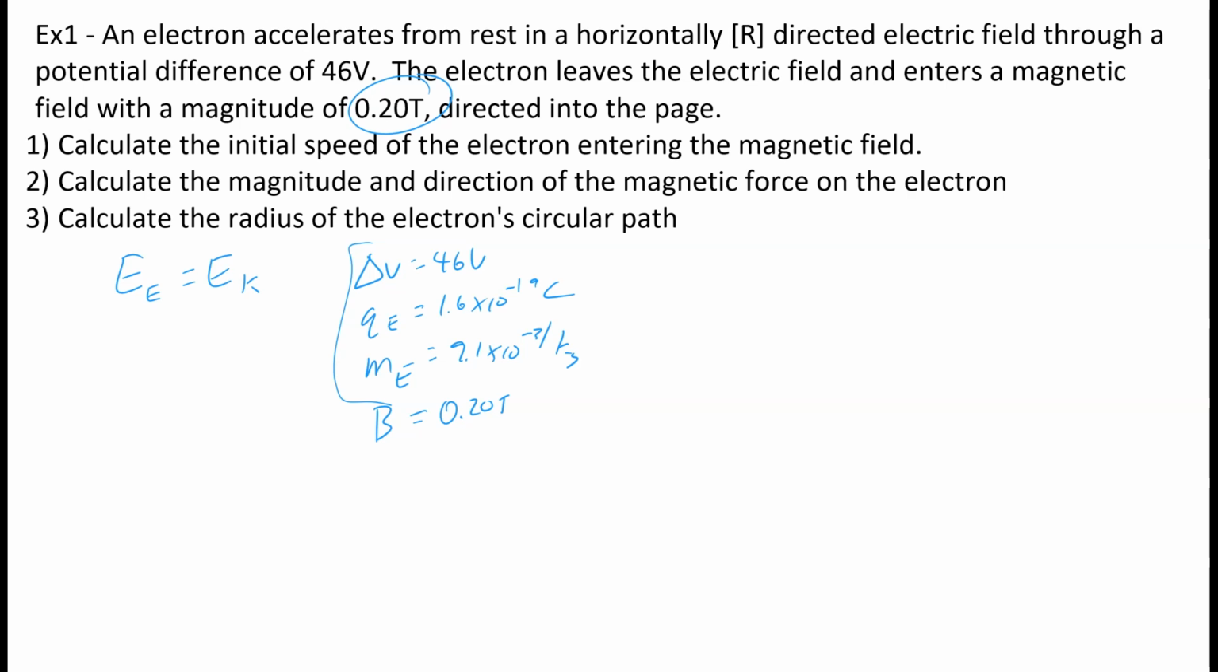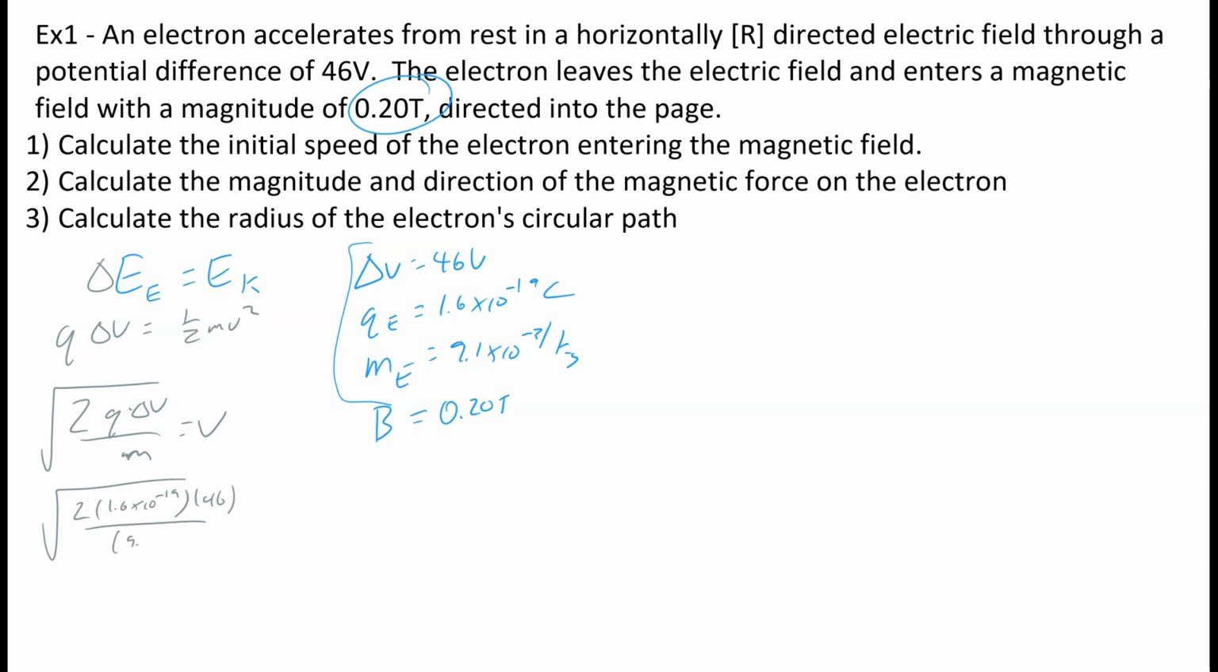So we look at our equation page, and we know that the change in electrical energy is Q delta V, which is equal to 1/2 mv squared. We're looking for speed, so we can rearrange this. So this becomes the square root of 2Q delta V over m, which is equal to v. When I plug my numbers in, 1.6 times 10 to the negative 19, 46, and 9.1 times 10 to the negative 31, you get 4 times 10 to the 6 meters per second.